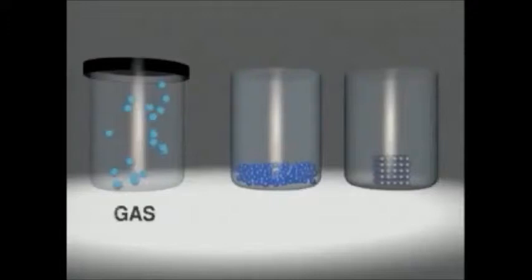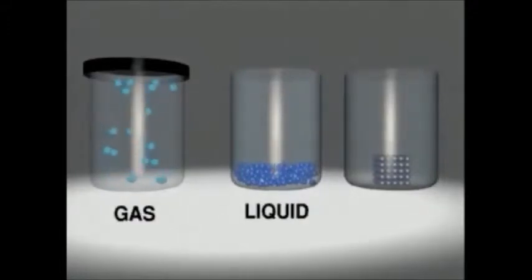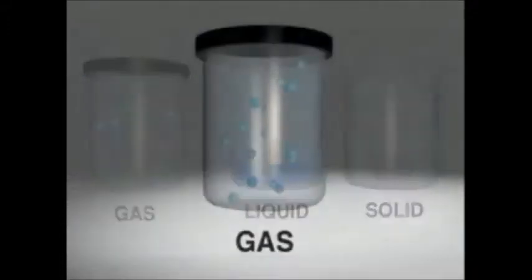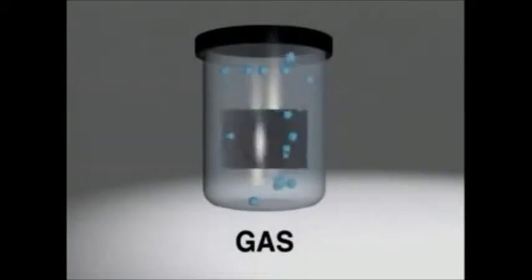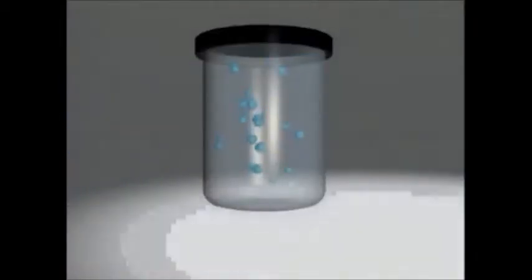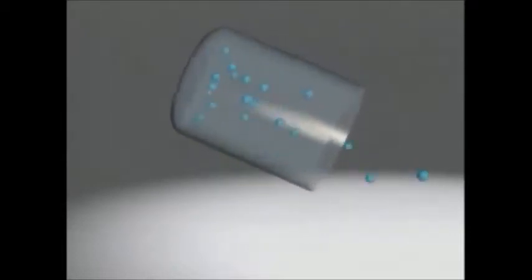The states of matter are gas, liquid, and solid. Gases assume the shape and volume of their container. Particles of a gas are separated from each other, move in straight lines, and in a completely random manner. They change direction only when they collide with each other or the container.